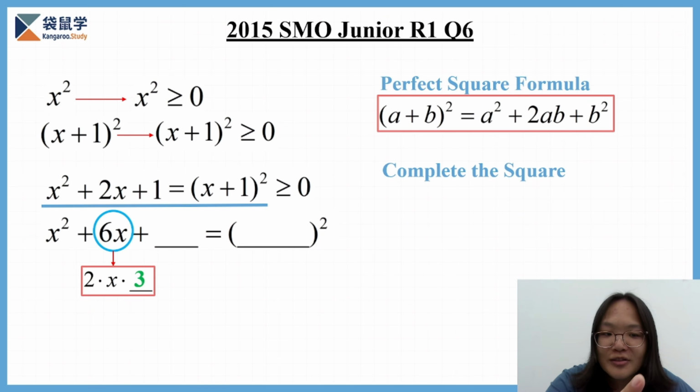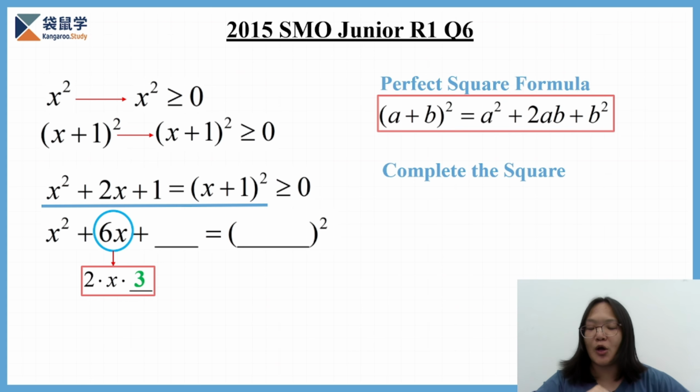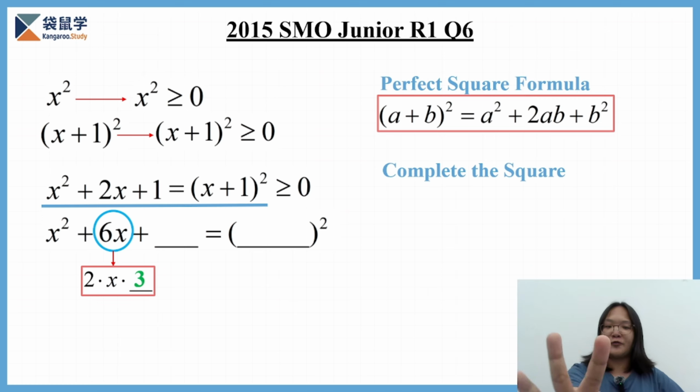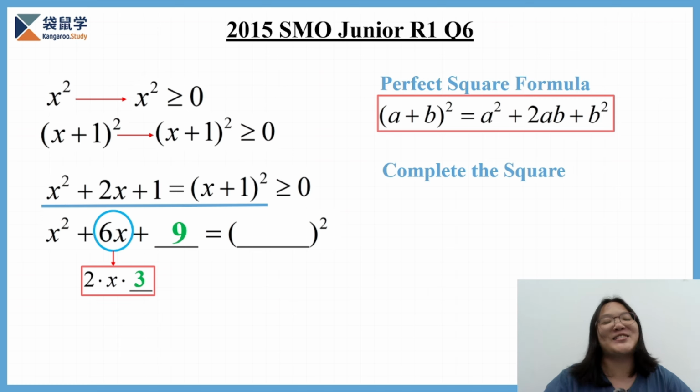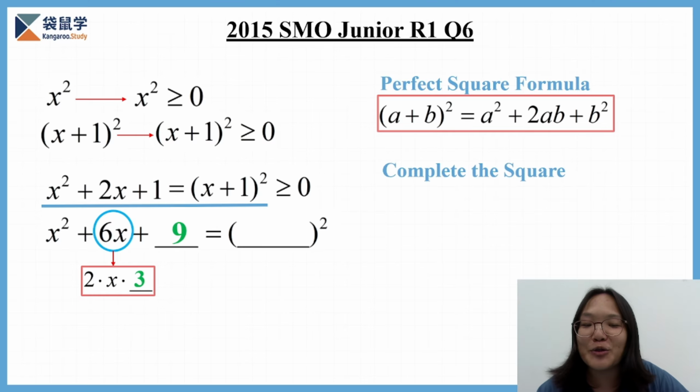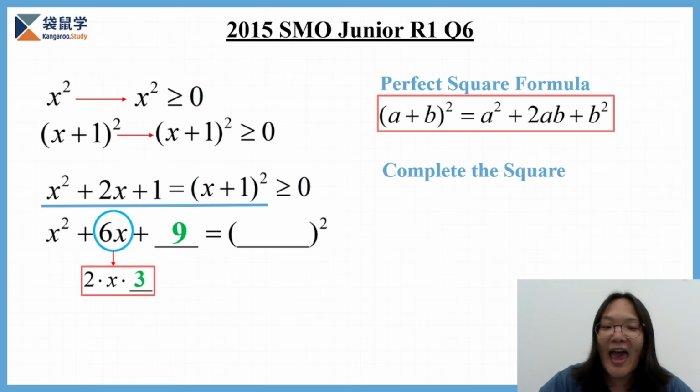So on the third term, what should we put? Should we directly put 3? No, remember left square, right square. So we need to put the square of 3, which is 9. So we put 9 here, and right hand side, what do we put? Yes, we just put x plus 3.